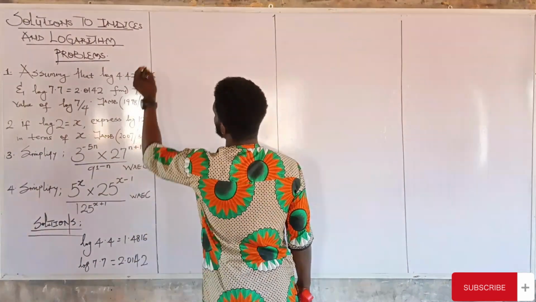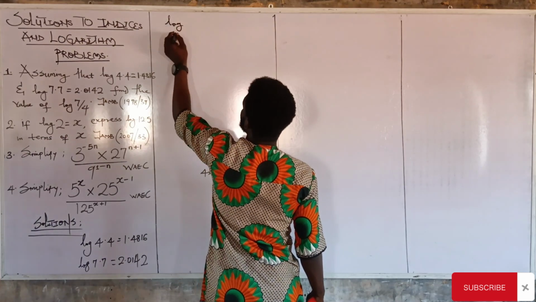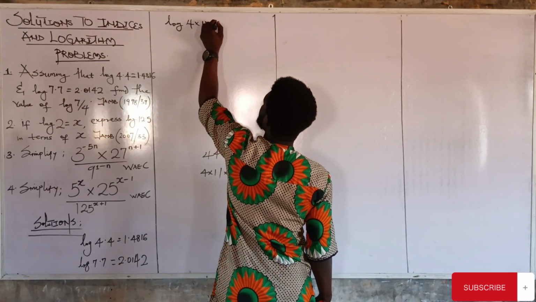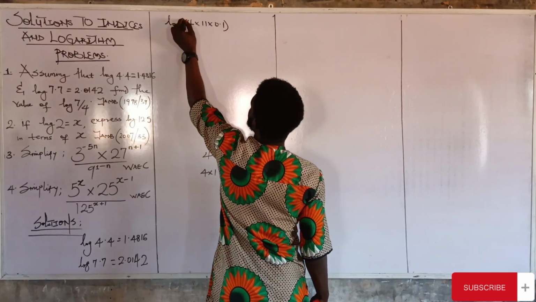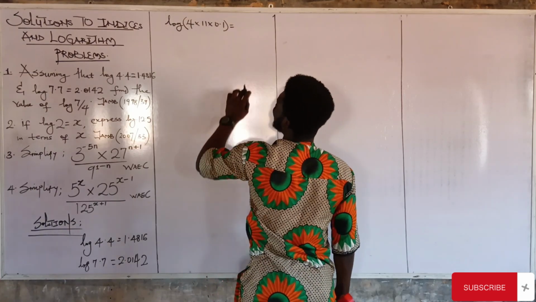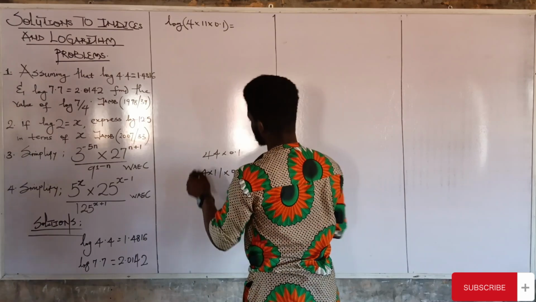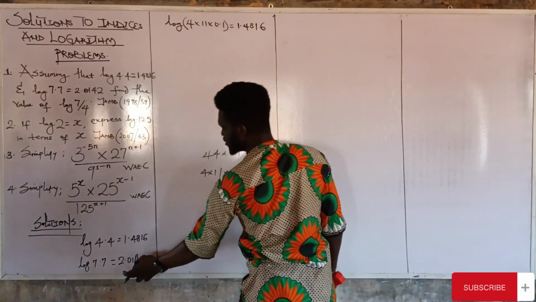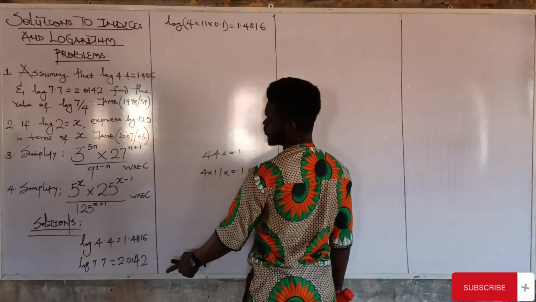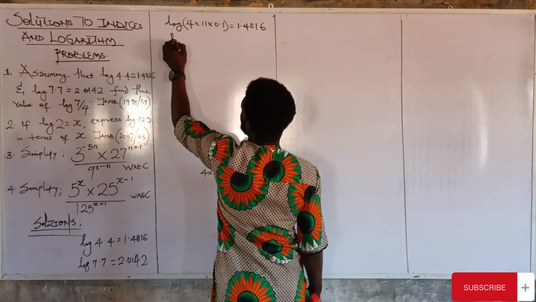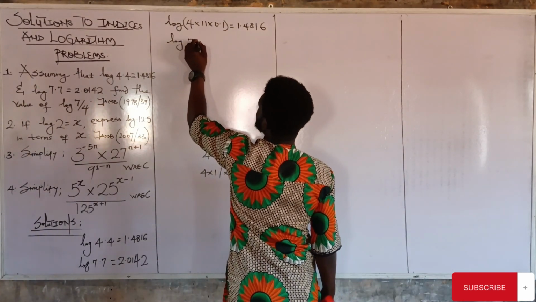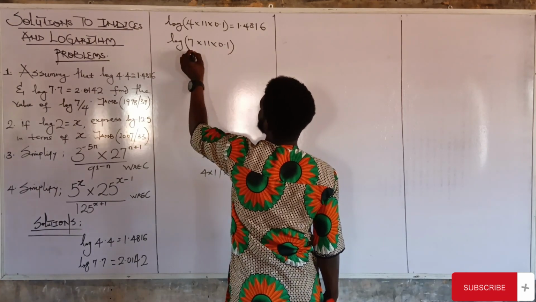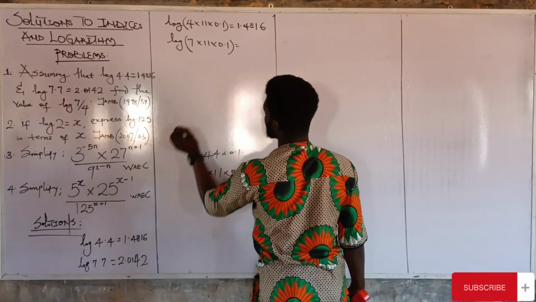So I want to write this one as log of 4 times 11 times 0.1 equals 1.4816. Then the same goes with the other assumption. We will say that log of 7 times 11 times 0.1, which will still give me 7.7, equals what?